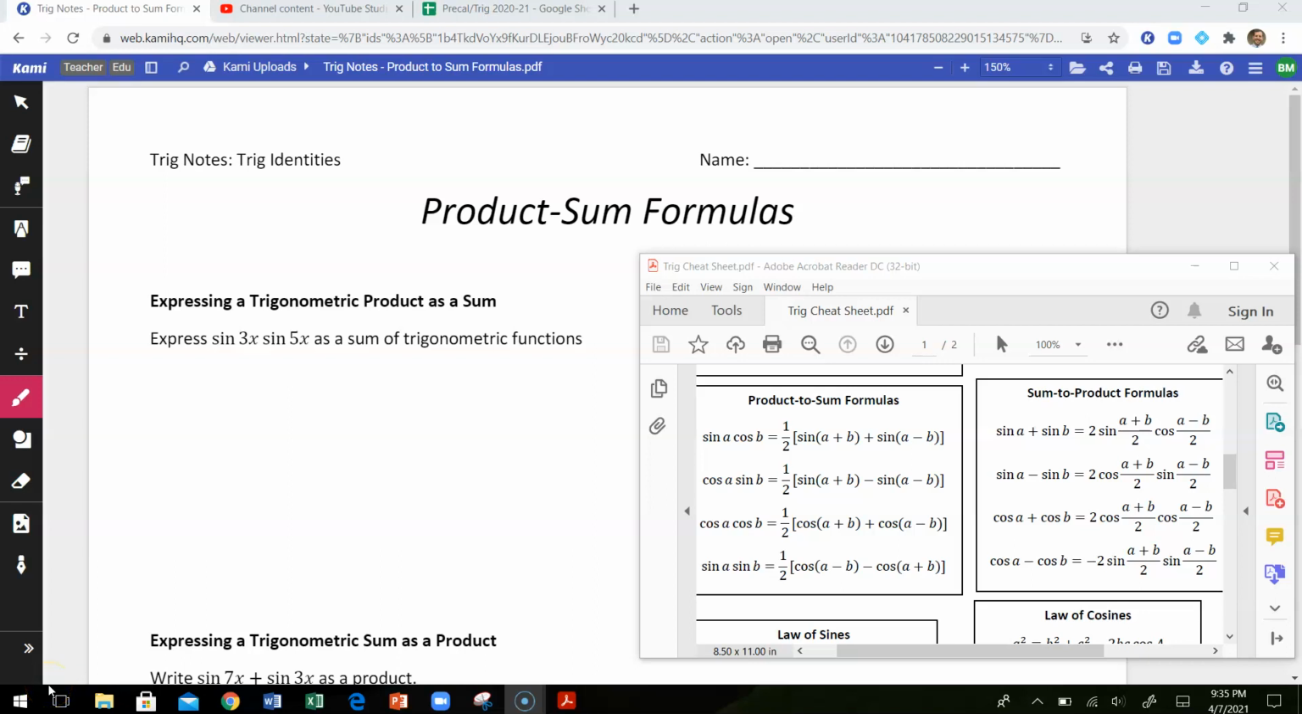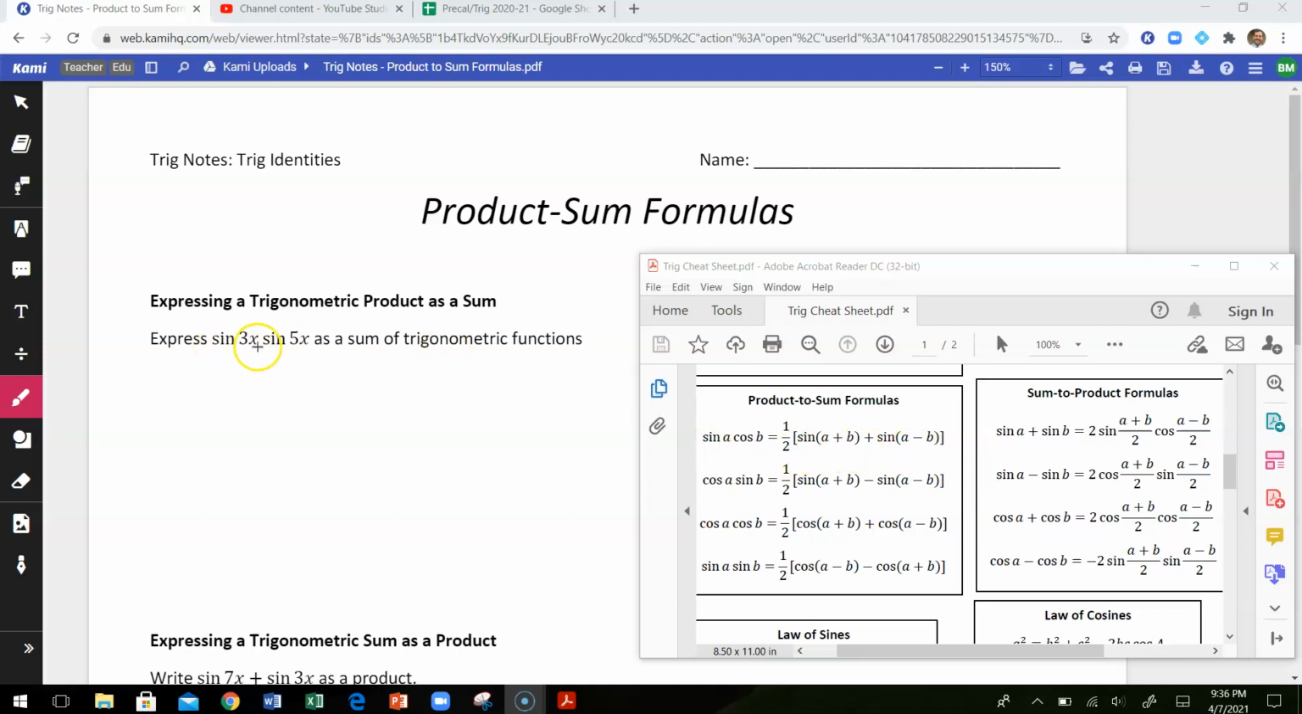Okay, in this video we are going to talk about a couple of different things, one being product to sum formulas and the other sum to product. So essentially what we're looking at here is if we start with a sum or a product of trig functions, we can use a formula to rewrite it as the opposite.